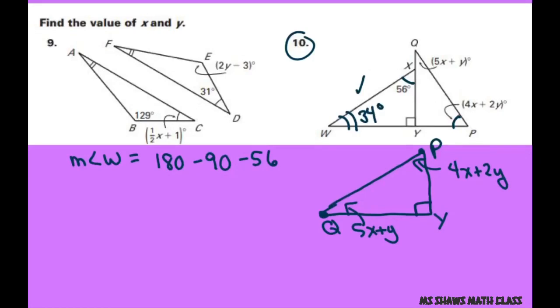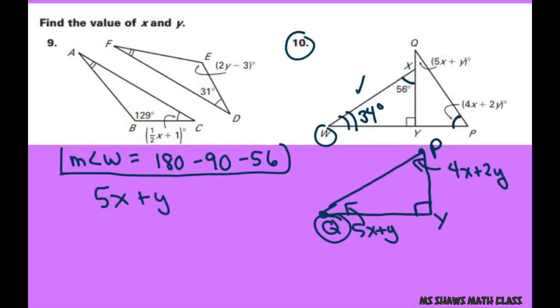All right, now we're going to set up our congruencies. So Q is congruent to W. So you have 5x plus y equals 34. And then our P goes with the X. So these two are congruent. So we're going to set up 4x plus 2y equals 56.